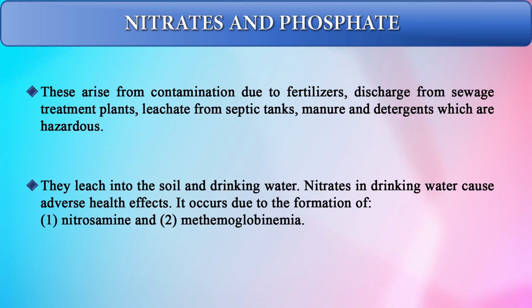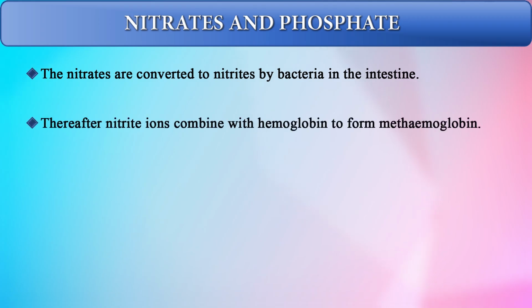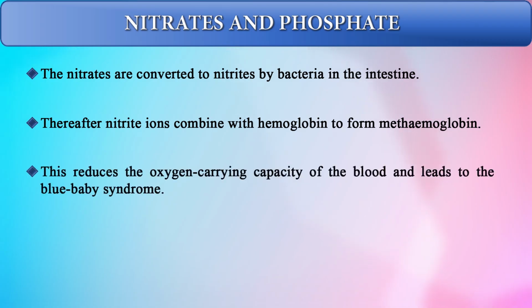Those children are referred to, it is also referred to as the blue baby syndrome, and those children will actually appear blue in color because the oxygen carrying capacity will be impaired and reduced. So this occurs due to the formation of nitrosamine and methemoglobinemia. The nitrates are first converted to nitrites by the bacteria in the intestine. Thereafter, these nitrite ions combine with the hemoglobin and form methemoglobin. This methemoglobin reduces the oxygen carrying capacity of the blood, and that leads to the blue baby syndrome.